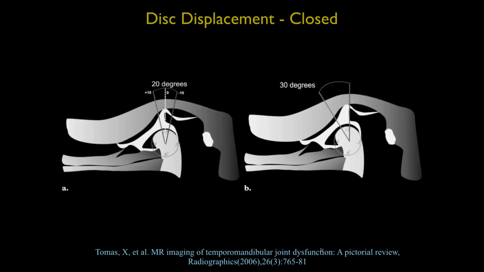Now, disc displacement. In the normal position, the posterior part of the disc should be roughly around the 12 o'clock position. Commonly it's a little bit more anterior than that. So within 30 degrees is typically considered within normal limits in the closed mouth position.